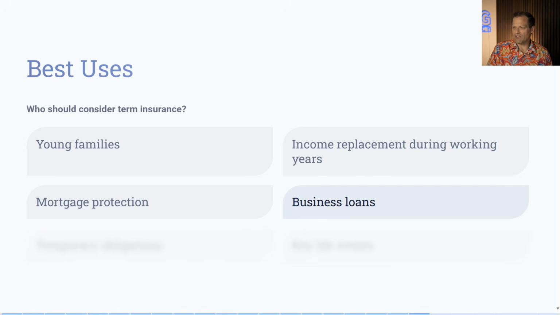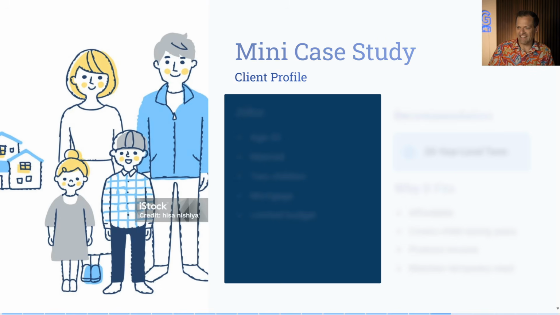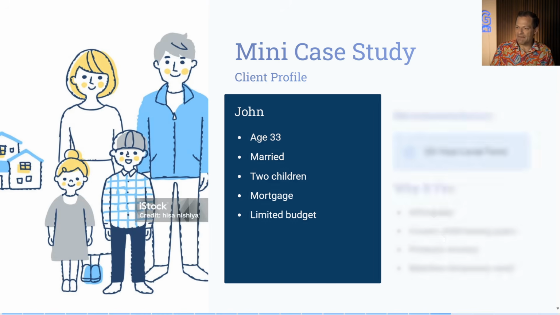Okay. Also, business loans, very important too. Business loans are something that are temporary in nature, and you want to make sure are covered. Temporary obligations, maybe credit card debt would be an idea, or anything that will go away eventually. And of course, key life events that eventually you move beyond. So here's a little mini case study to drive this point home. So we got John, age 33, married, 2 children, mortgage, and a limited budget.